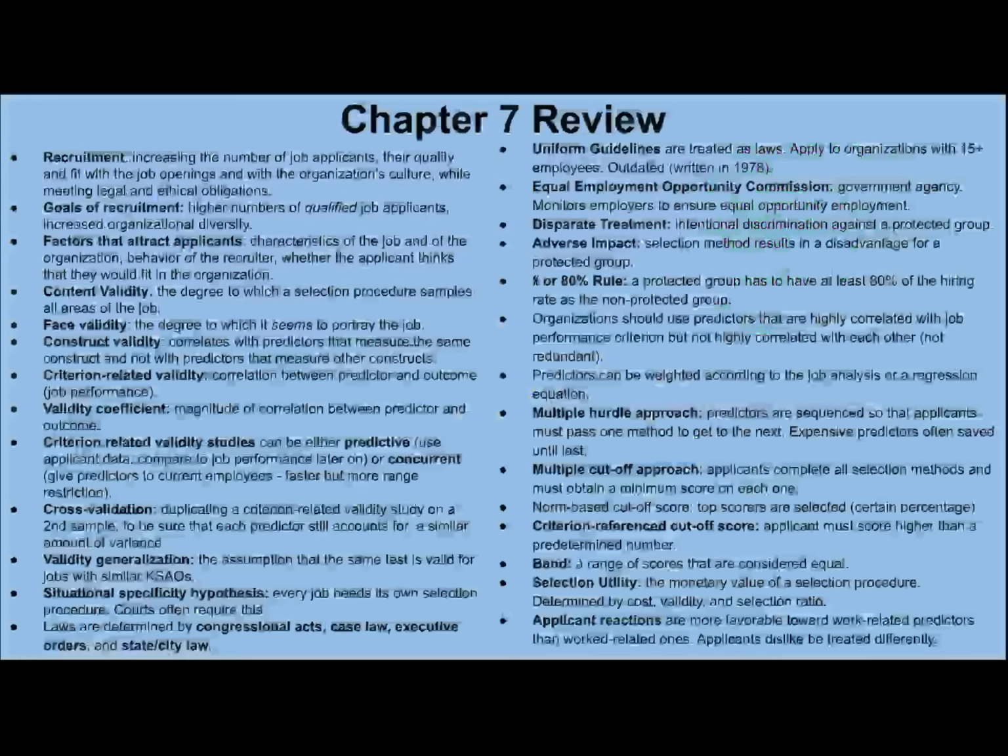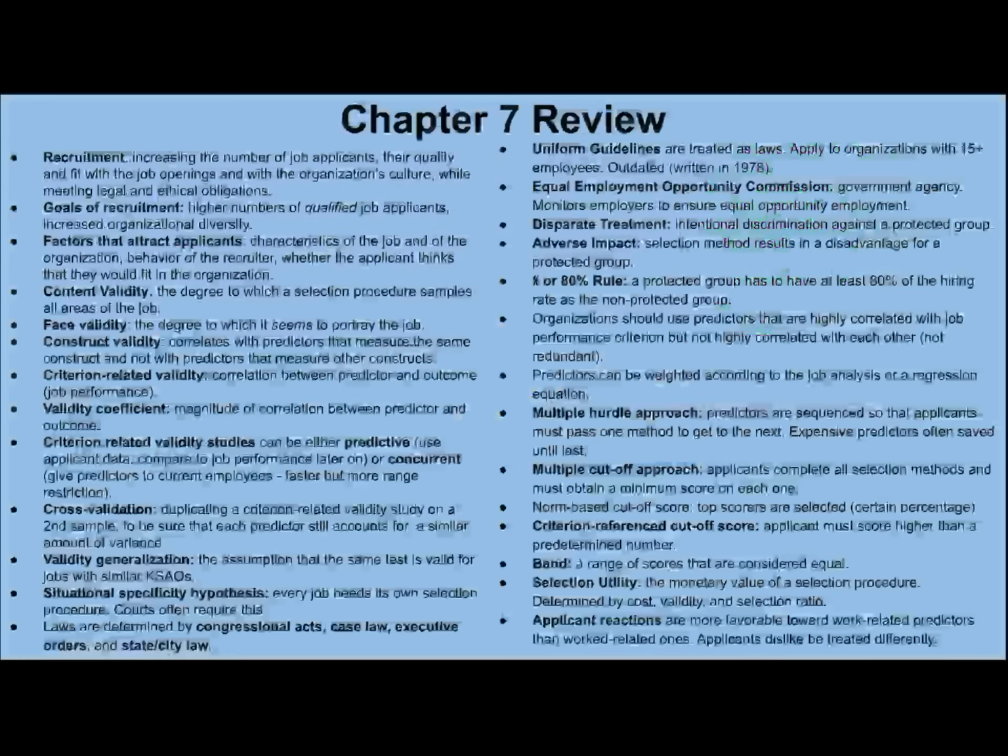Disparate treatment is intentional discrimination against a protected group. Adverse impact is not intentional, but it's when a selection method results in a disadvantage for a protected group. And we measure adverse impact using the 80% rule. The 80% rule says that a protected group has to have at least 80% of the hiring rate of the non-protected group. If they don't, we can prove adverse impact.